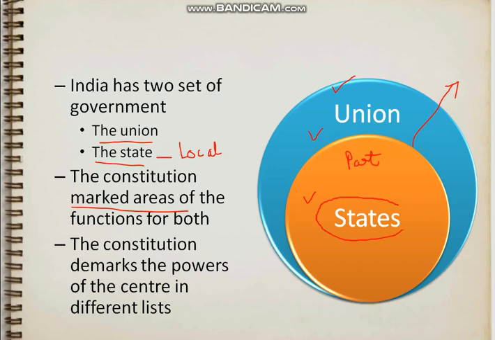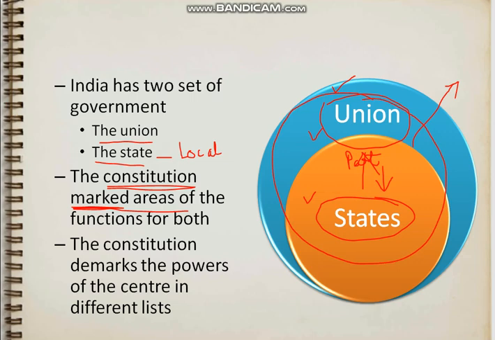The state might make certain rules that might collide with the rules made by the union, and due to that there will always be a tussle, there will always be a problem between both of them. But due to the clear mentioning in the constitution, this problem is not created in our country. The constitution demarks the power.